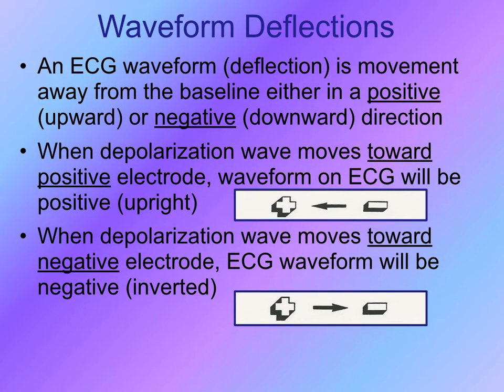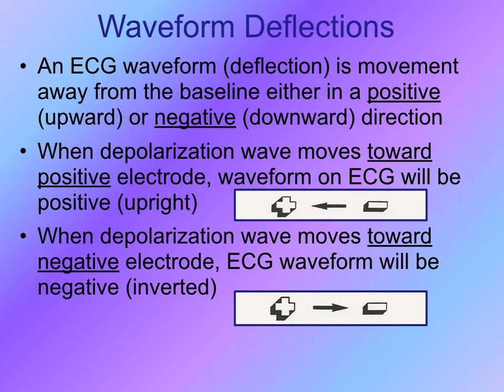When we consider waveform deflections, the waveform is movement away from the baseline in either a positive upward position or a negative or downward direction. When the depolarization wave is moving toward the positive, the waveform will be positive or upright. So I look at this as we're heading toward the positive, so we're going to be looking up. We're going to have an upright picture on our ECG tracing. When the depolarization wave is moving toward the negative, the ECG form will be negative or inverted. It will go below the baseline.